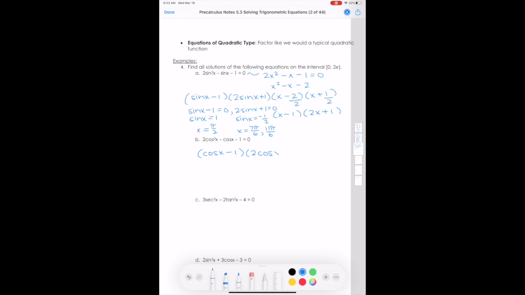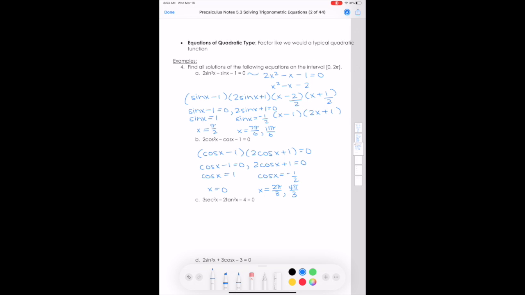This one is the exact same as letter A, just with cosine, so I knew it factored exactly the same, just switching out the sine x for the cosine x. And then solving for cosine this time instead of sine. So cosine x equals 1 at 0, and cosine x equals negative 1/2 at 2 pi over 3 and at 4 pi over 3.